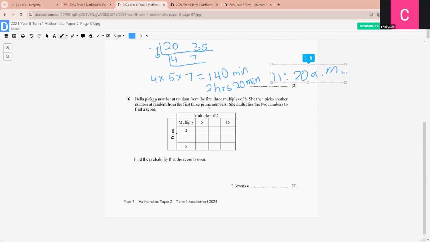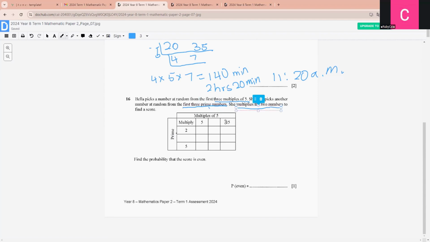Next question. Belle picks a number at random from the first three multiples of 5. Then she picks another number at random from the first three prime numbers. She multiplies the two numbers to find a score.